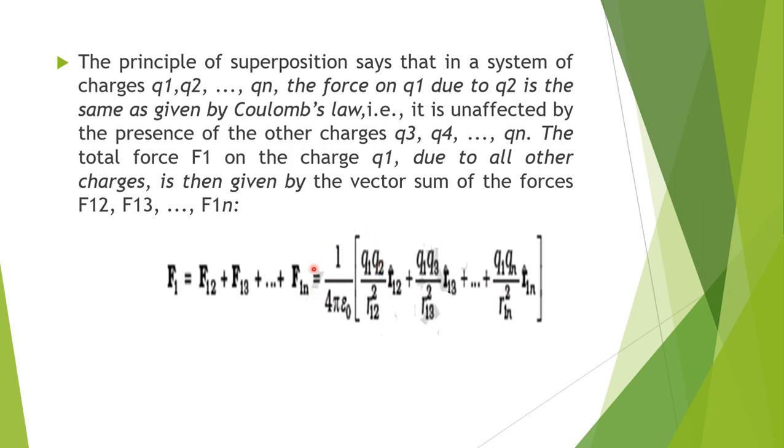So this is how we write F1 is equal to F12 plus F13 plus etc. F1n. And using the formula for force by Coulomb's law, 1 by 4 pi epsilon naught we will take common. Then inside the bracket you have, for this one, q1 q2 by r12 square into r12 unit vector. Then for F13 we substitute q1 q3 divided by r13 square into r13 unit vector plus etc. For F1n we substitute q1 into qn divided by r1n square into r1n unit vector. So this formula we have already seen, and we directly substituted it. This is how we find the total force, the net force, by applying the principle of superposition.